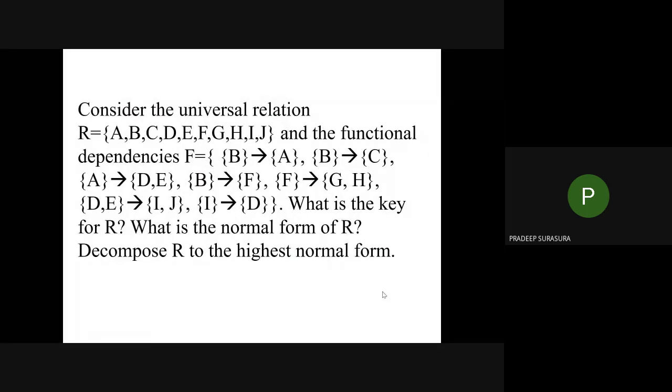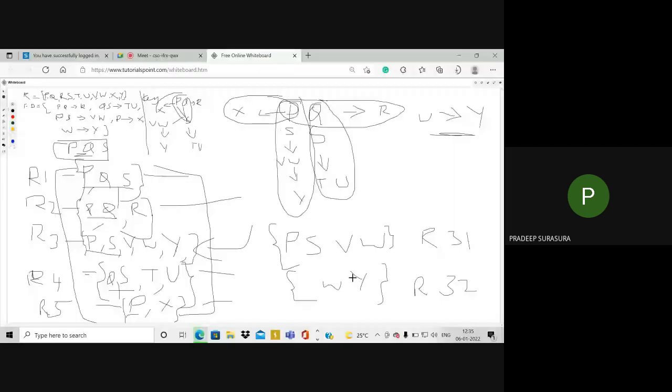Now, this is the question asked in the VTU examination. This question is taken from a VTU exam. I think it is asked for 10 marks. The same question was asked for 12 marks one time, 10 marks two times. So we will try to solve this query.